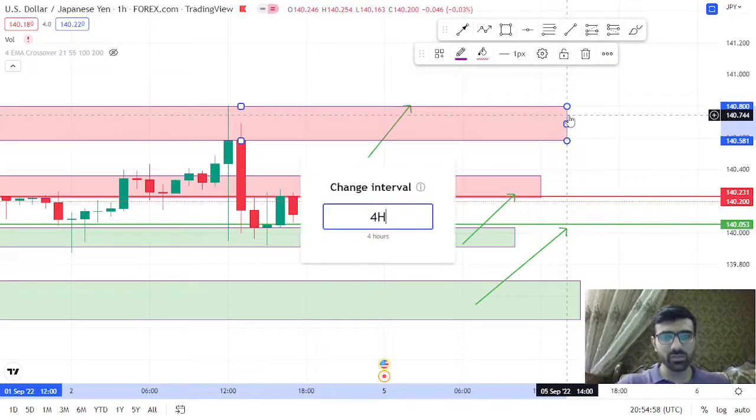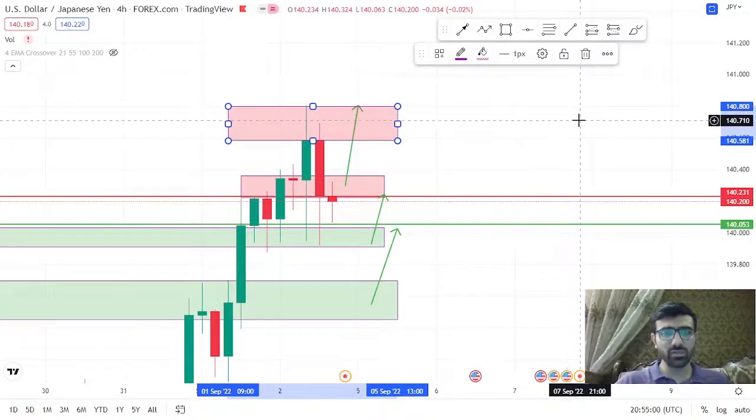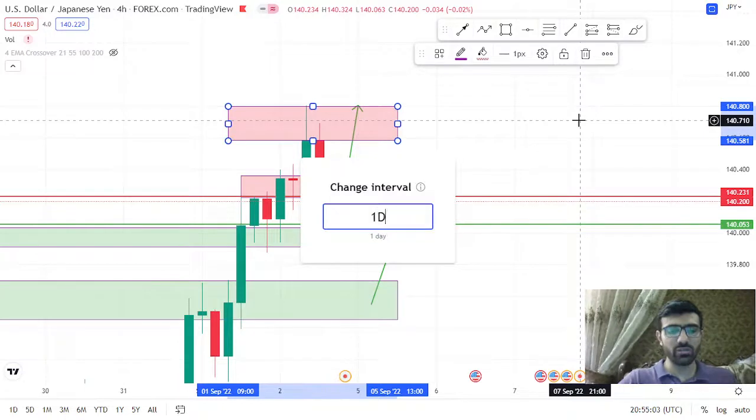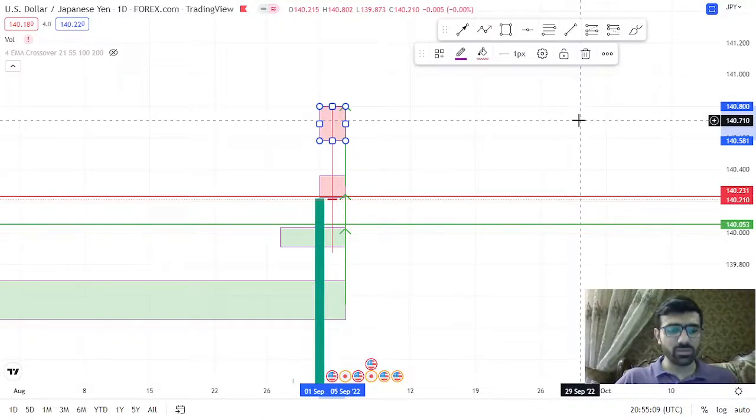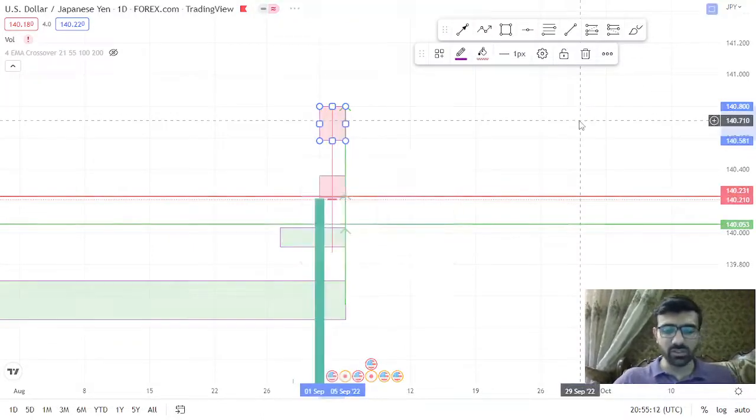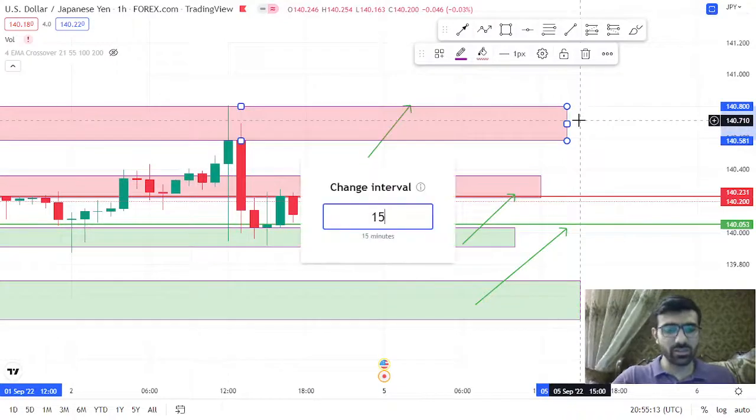Now let me also check out the 4 hour chart if we have anything new. No, we do not have. Let me check the 1 day chart. We do not have any area currently available over here as well. So let me just go back to the 1 hour chart and discuss it a little further, rather the 15-minute chart as well.